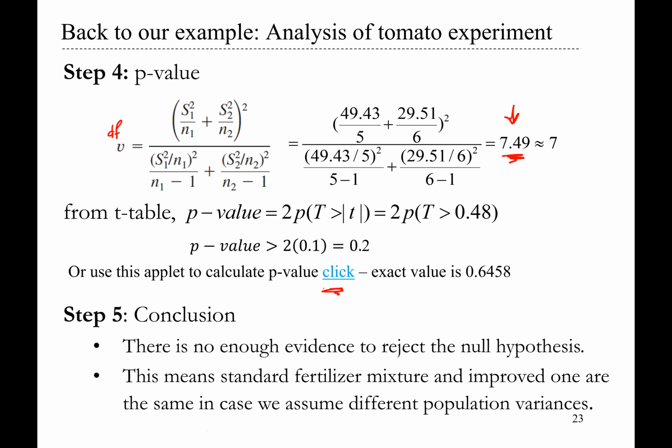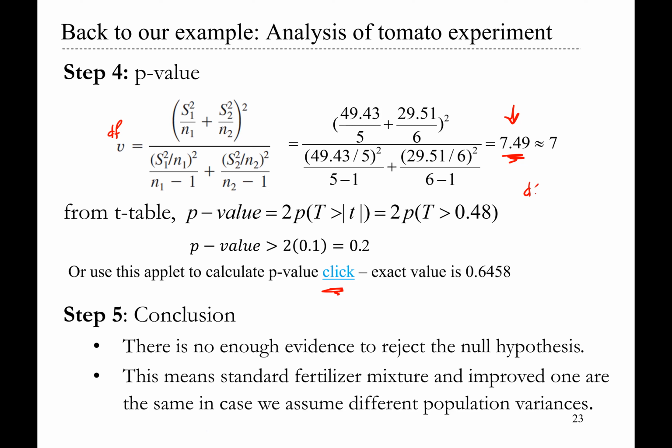If you go to the applet, why do you not use the t-distribution table? Because the t-distribution table doesn't work most of the time, since it doesn't give me an exact p-value. It gives me a range of values. So let's use the applet, or you can use R, an advanced calculator, or some other software. It's up to you.